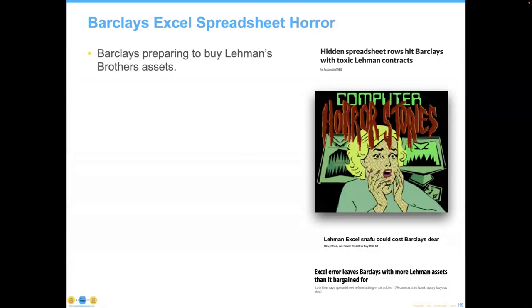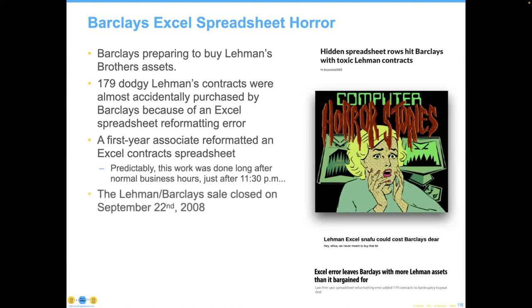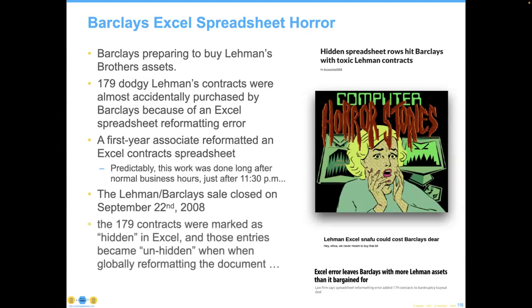Barclays Bank has a well-determined set of governance articles around their spreadsheet. Here's why. When they were buying Lehman Brothers, they were having their arm twisted into buying Lehman Brothers is what it was. They got down to a final contract, and of this 1,000-plus row spreadsheet, there were 179 that they tried to eliminate. They said, we're not going to buy those no matter what you bring to us because they're so bad in there. And they handed the spreadsheet to a first-year associate who went home after midnight and reformatted the sheet and unfortunately unhid all the rows that were hidden, which were the 179 that they didn't want to buy. But the judge said, too bad, you get them all. Anyway, the sale is now closed. Again, governance around spreadsheets. Absolutely, at Barclays.